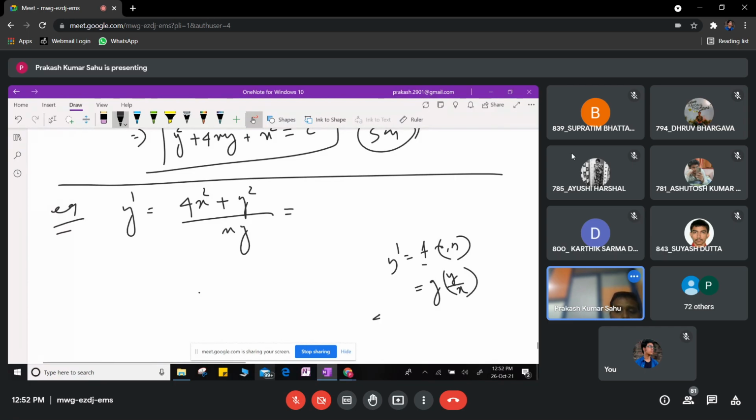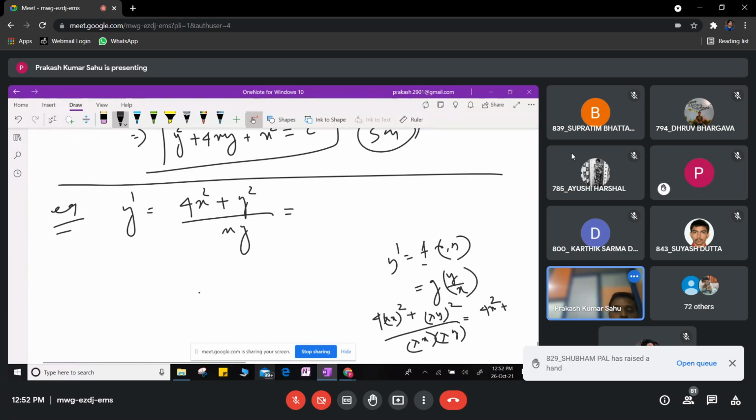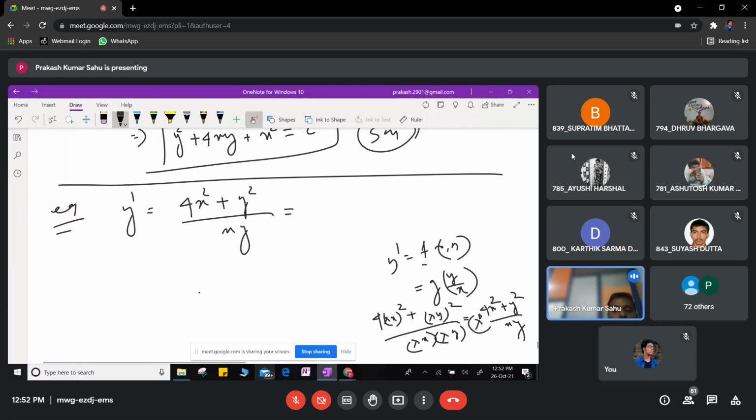4 lambda x square plus lambda y square divided by lambda x into lambda y, you can see the lambda will be cancelled out. This is only 4x square plus y square divided by xy. Here, from both the numerator and denominator, the lambda square will be cancelled out. So lambda square cancelled out means this is lambda to the power 0, and lambda to the power 0 means this is degree 0.